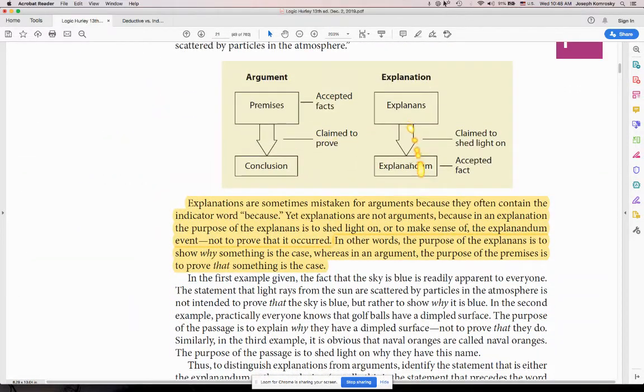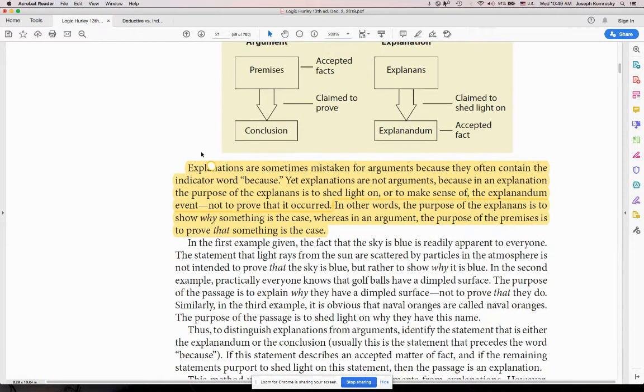So accepted fact, like the sky is blue. Explanans, the shedding light on that. And then versus conclusion, which is supported by your premises. So you can see that there's a difference between the argument and the explanation. And that's explanans. It's doing the explanation for the accepted fact, or the premises, which are accepted facts or evidence or reasons to believe that prove this. So this is the difference between the argument there.